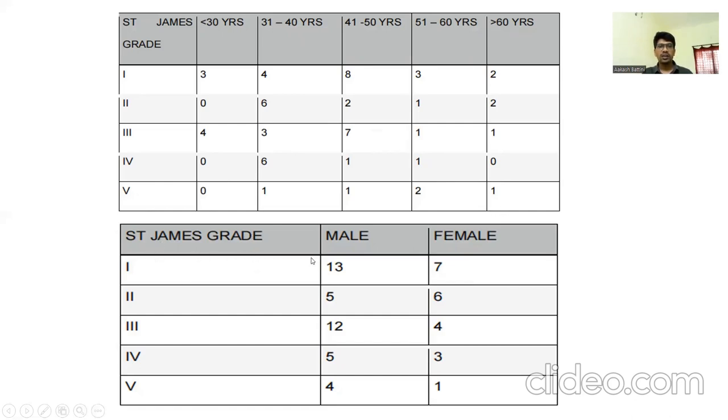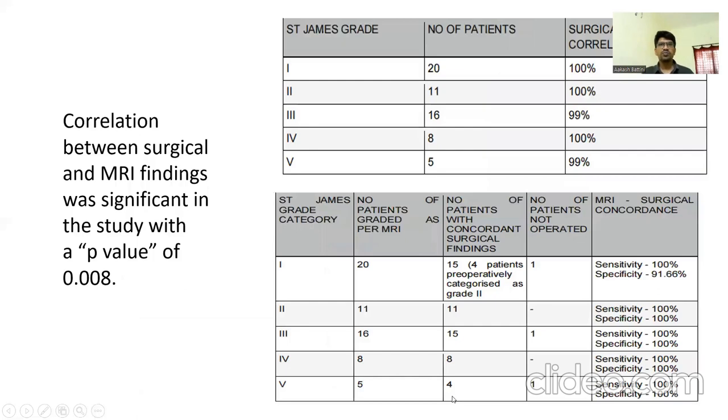St. James grade according to the sex distribution of patients. Grade 1 is seen in 13 males and 7 females. Grade 2 is seen in 5 males and 6 females. Grade 3 is seen in 12 males and 4 females. Grade 4 is seen in 5 males. Grade 5 is seen in 4 males and 1 female.